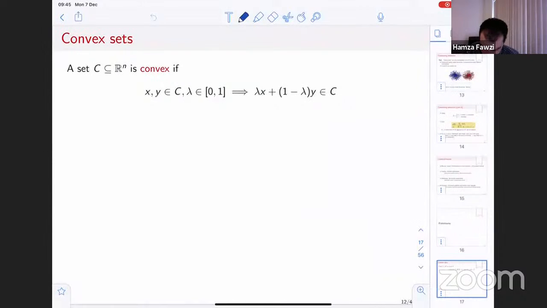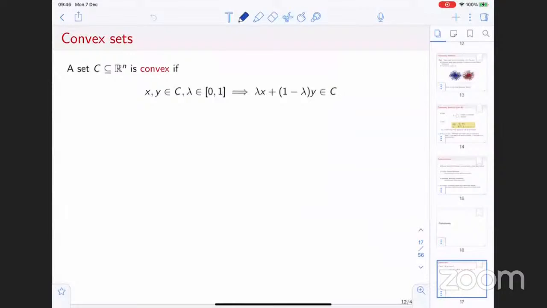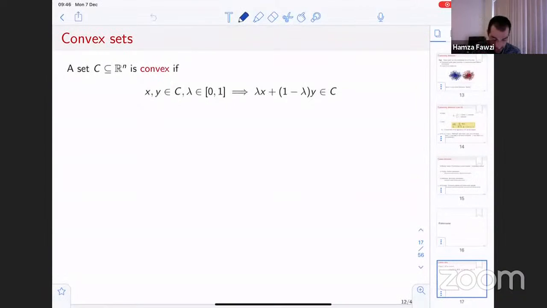Yes, so now let's go on to the more mathematical part of this course. I'll recall some definitions. The first definition I need to recall is what a convex set is. A set C, a subset of R^n, is convex if x and y are in C and lambda is in [0, 1], then the convex combination lambda x plus (1 minus lambda) y is also in C.